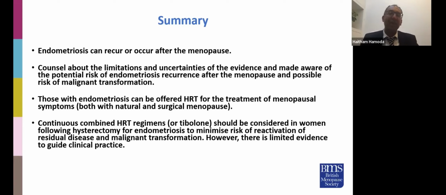And of course, if you've had a hysterectomy and you've got a history of endometriosis, consider combined HRT, either HRT or Tibolone, which has estrogenic properties, progestogenic properties, and androgenic properties, to minimize that risk of reactivation and malignant transformation.